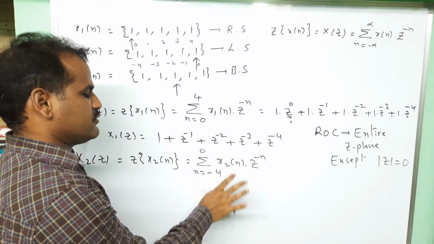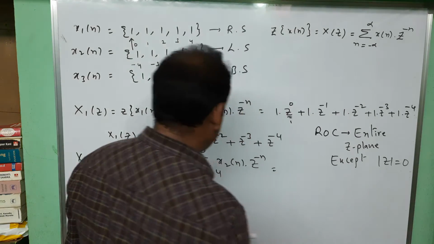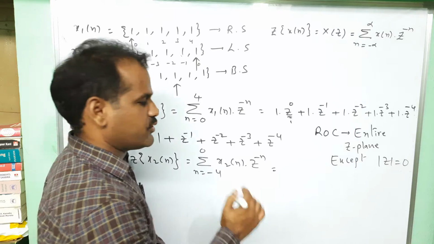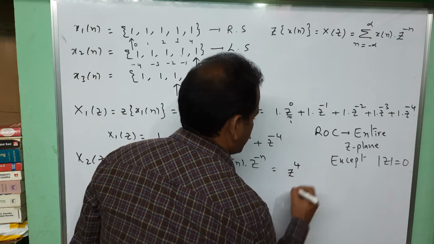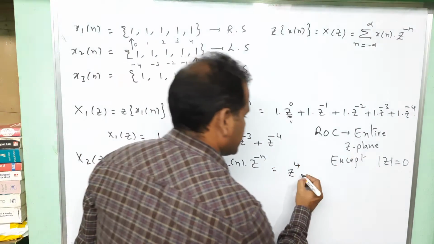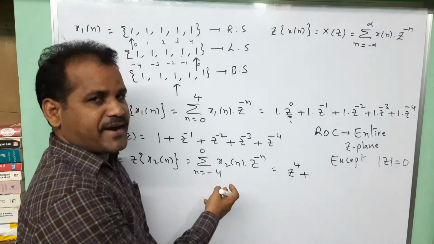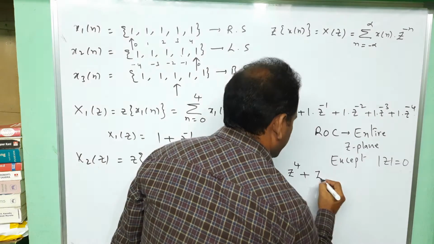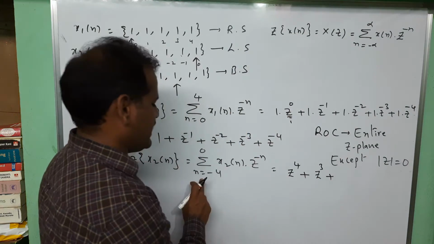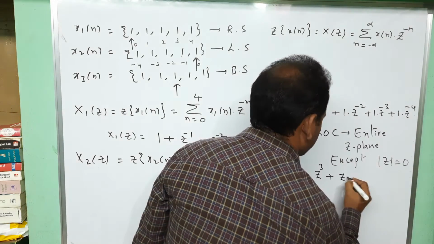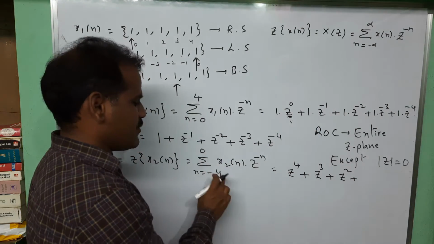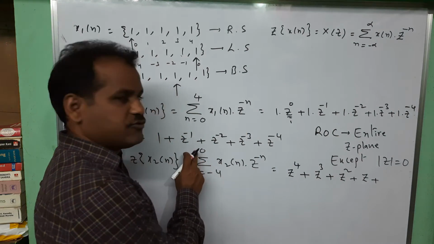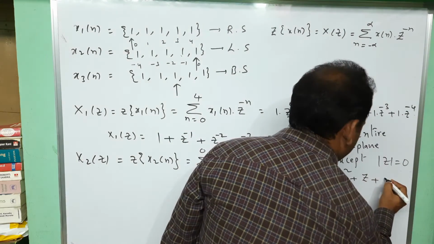All are 1 values, so we can take the expression like this. N value minus 4 case, z to the power of minus n is z to the power of plus 4. So the first value is z to the power of 4 multiplied by 1. Similarly, n value next minus 3, z to the power of minus n is plus 3, so that is z cube. Similarly, n value minus 2 case, we get z square. N value minus 1 case, we get z. And the last value, n value 0 case, is z to the power of 0 or 1.